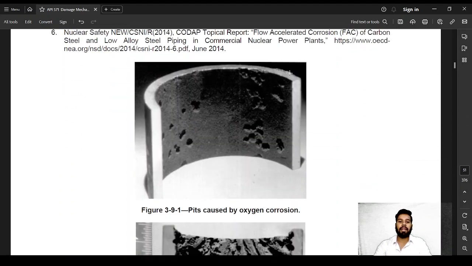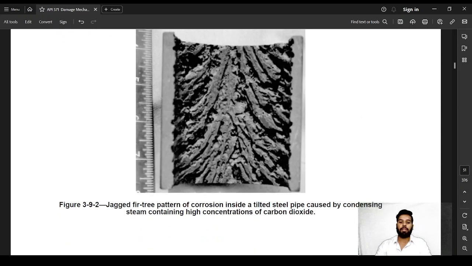So it looks something like this, where you can see on the inner surface you are seeing pitting. So this would be a case of localized corrosion that is happening due to oxygen. And this will be because of carbon dioxide. In the direction of the flow you are seeing this orientation.